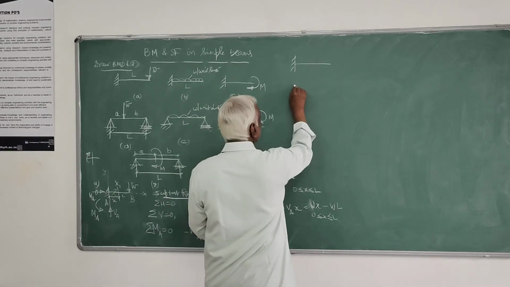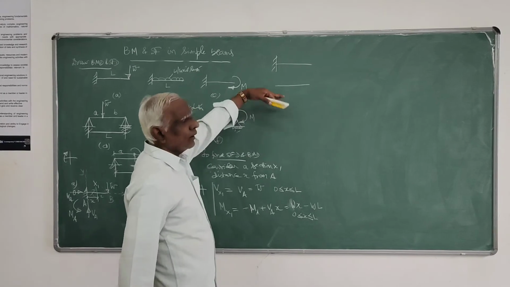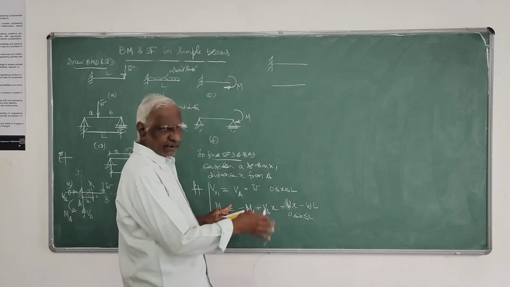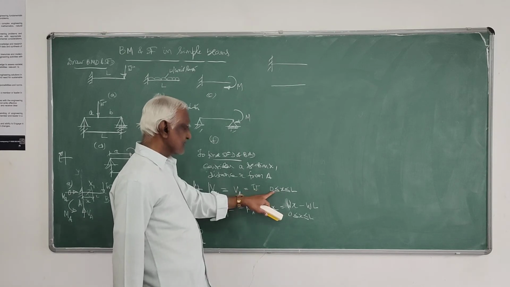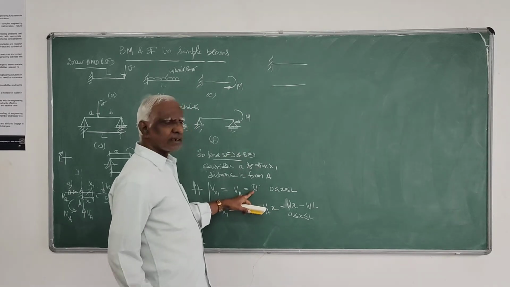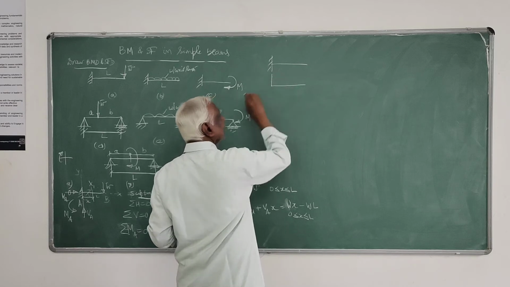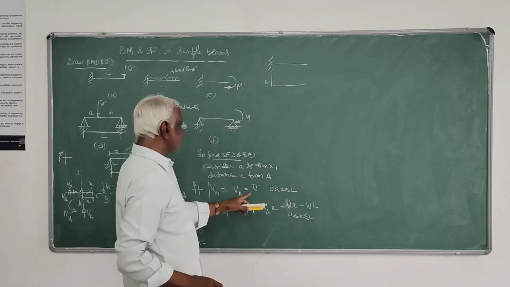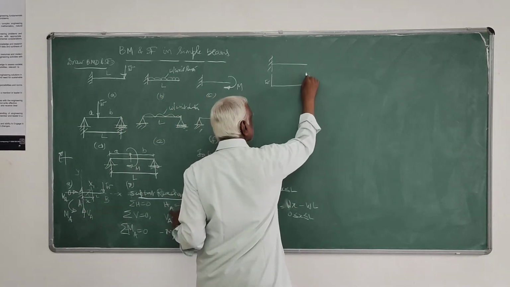So you start with a horizontal line. Shear force, upwards we take positive, downwards we take negative. So here in the shear force diagram at x equals 0, that is at this point, it is W itself, positive. It is W by plot. And at x equals L, it is again W. So that is this.